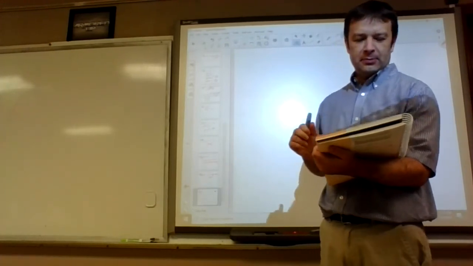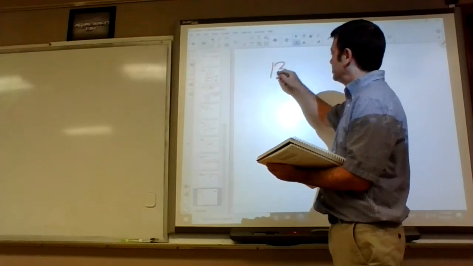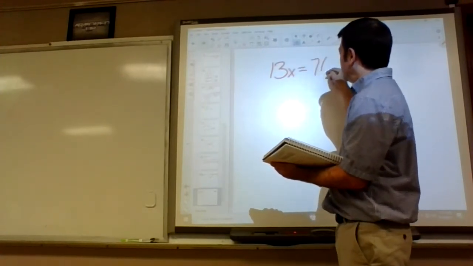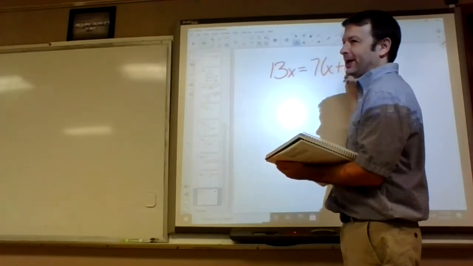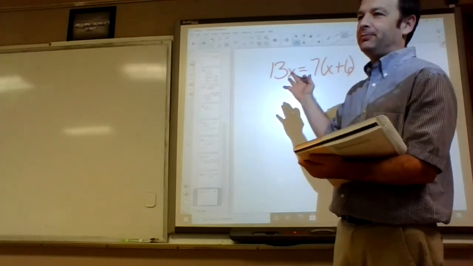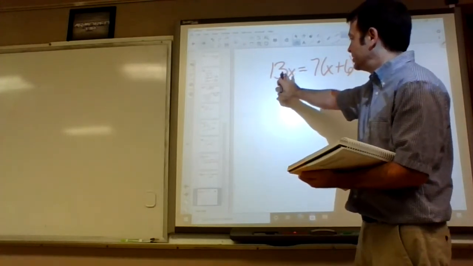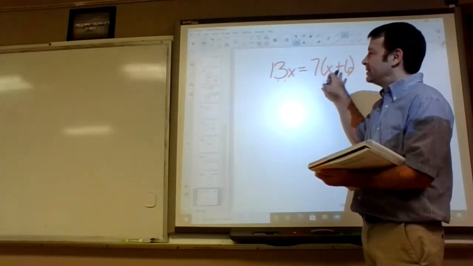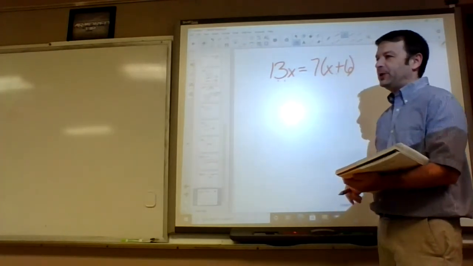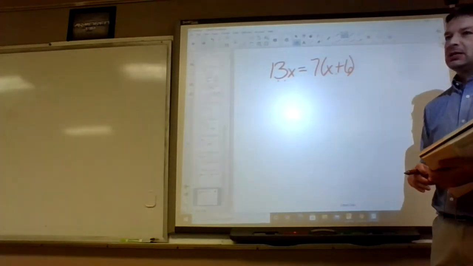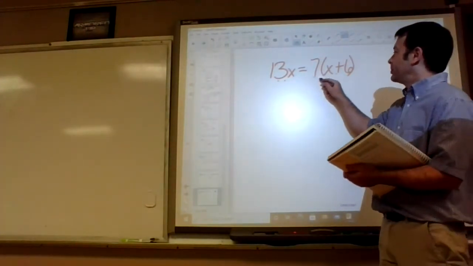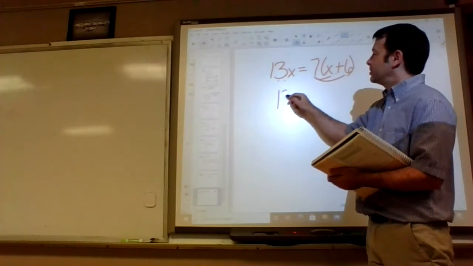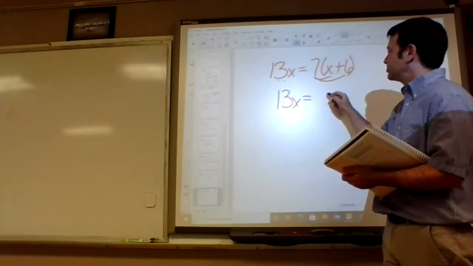13x equals 7. Okay, if the two angles are the same, then the two expressions are the same. If the two angles are equal, then their expressions are equal. And then you just do algebra to solve it. What would be the first step in algebra? Distributive property. So 13x equals what? 7x.